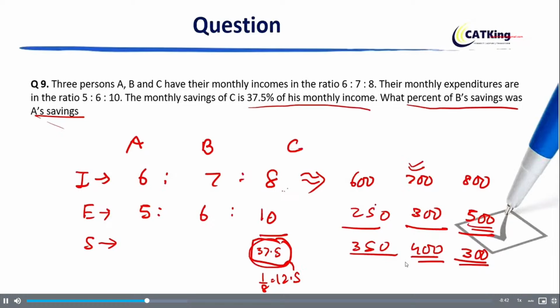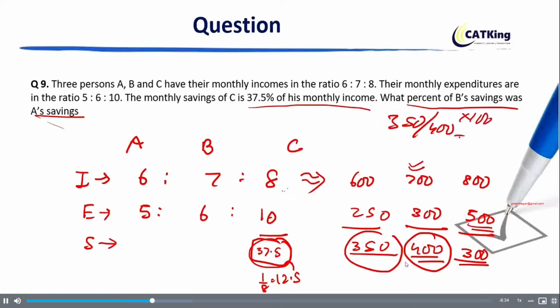So B's savings was 400. A's savings was 350. So what they're asking me? 350 upon 400. What is the answer? It's simply 87.5. See how simply, just by assuming few values, we were able to solve this question. Correct? So in this way, you could solve this type of questions on percentages. Please make sure you are aware of this method, because this method comes in really handy.